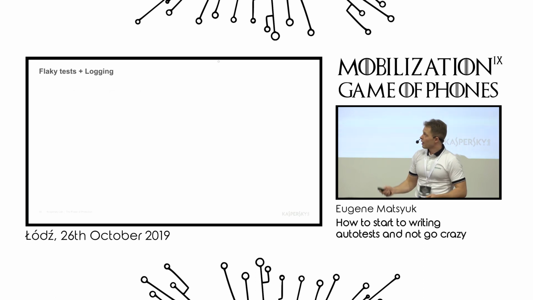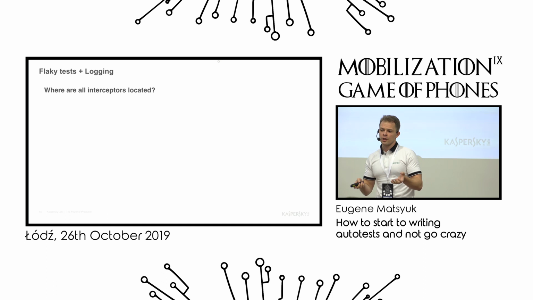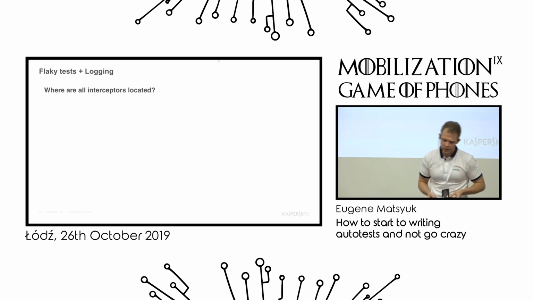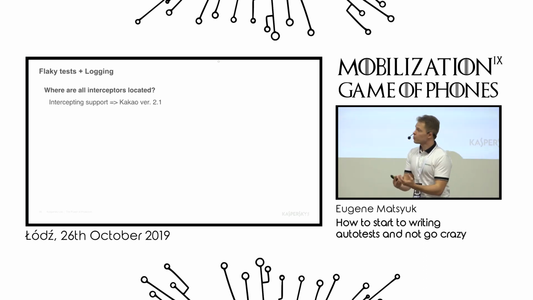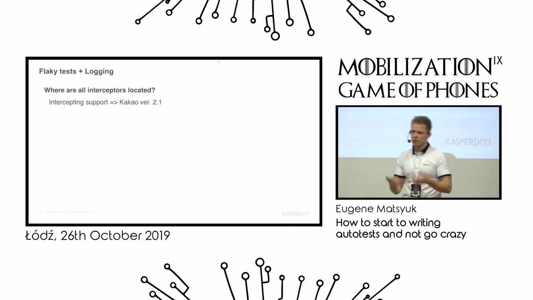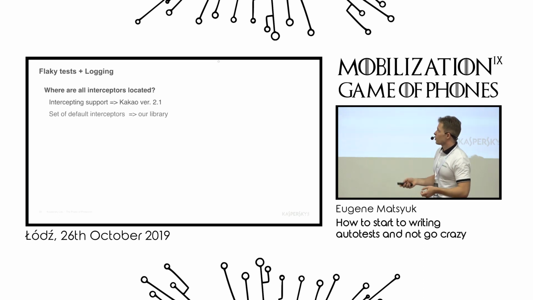So, the main question, I think, now is where all the interceptors are located. You know that we use the Coco library to write our tests, but the Coco library hides all such Espresso classes as view interaction, view action, view assertion, and others. That's why we decided to put all our intercepting support into Coco library version 2.1. But we have also created a rich set of default interceptors and a convenient mechanism to customize it, and all of this we put into our special library.